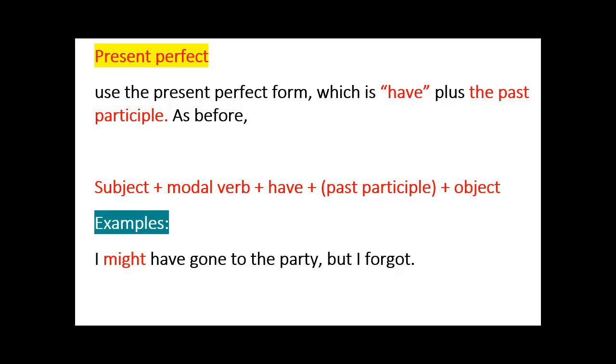So here we're talking about the past, but we're using might, like a hypothetical situation. I might have gone to the party, but I forgot. So he didn't go, but he's talking about the past, what might have happened. It's hypothetical, something that could have happened in the past.